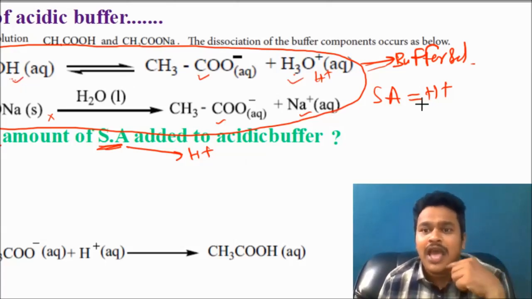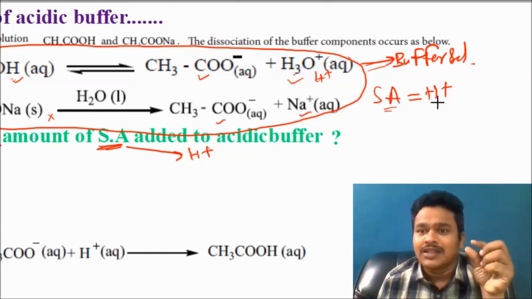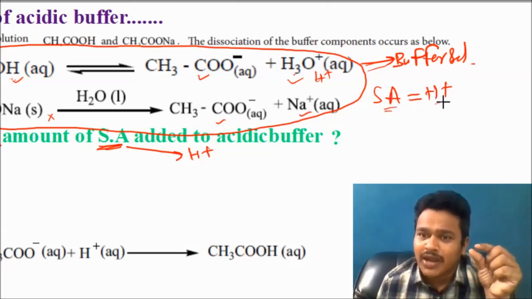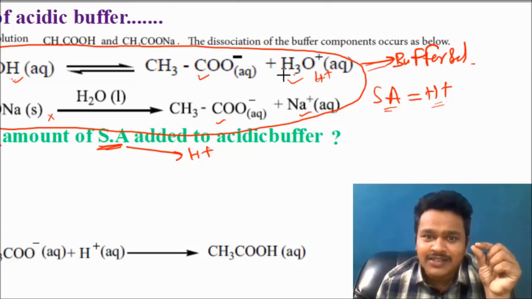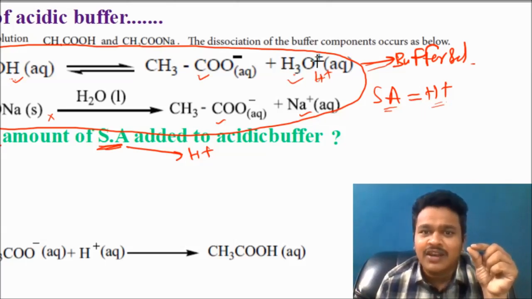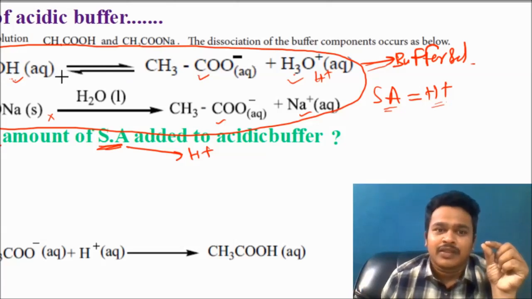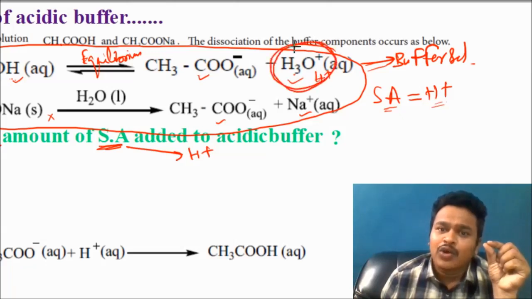To this buffer solution, I am adding a small amount of strong acid. That means you are adding H plus ions. These H plus ions are going here. When you are adding H plus ions, what will it do? It will disturb the equilibrium state. When you are taking a buffer, there is an equilibrium existing here. When you are adding a small amount of strong acid, these H plus ions, that means hydronium ions, are going to increase.